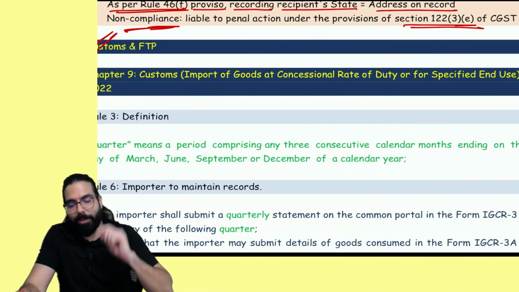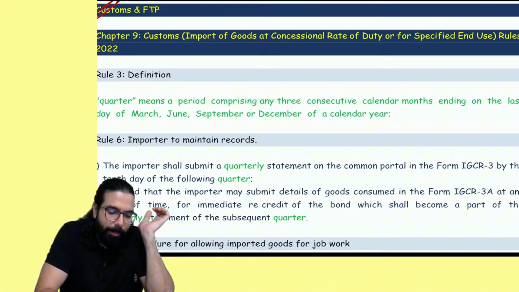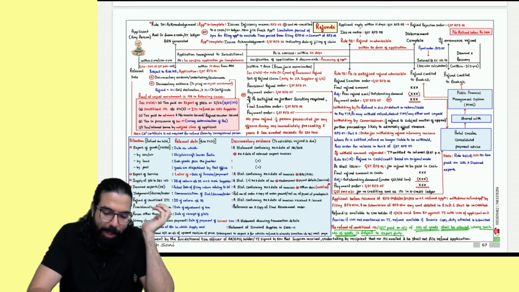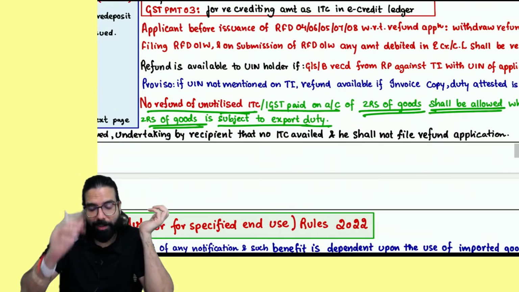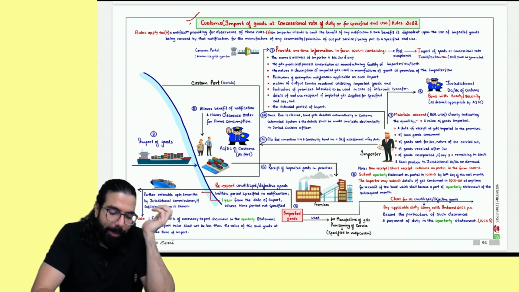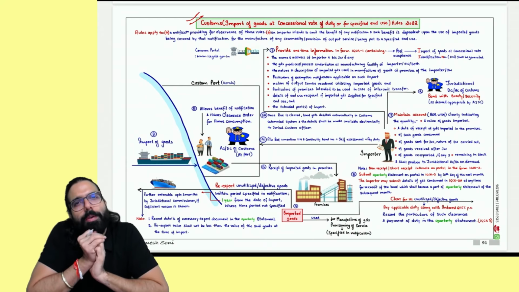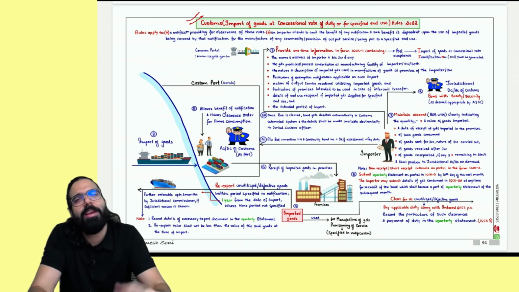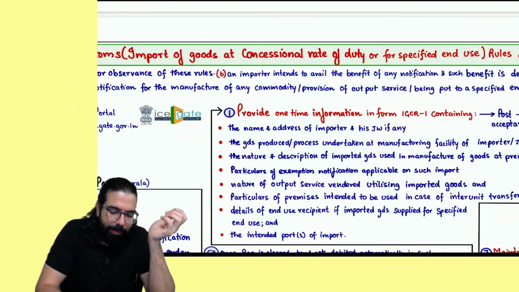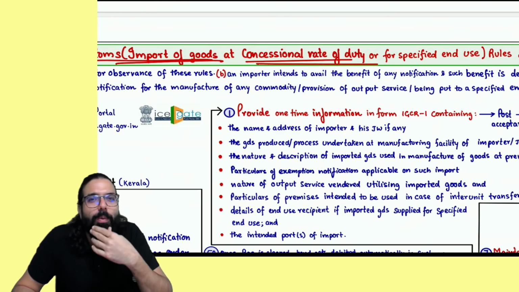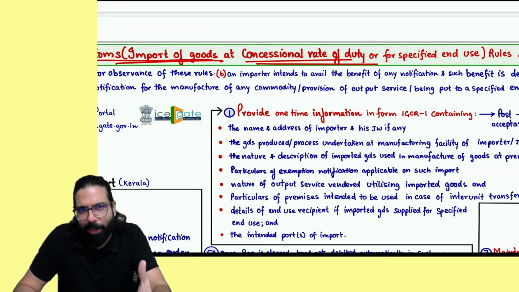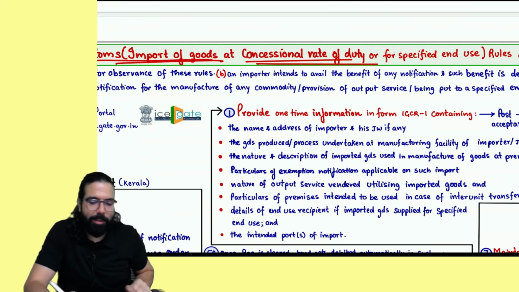The next one over here is customs and FTP. In customs and FTP, I hope you guys remember the IGCR rules were there. This refund chapter I already explained to you, which was with section 16. In the IGCR rules, they have gone ahead and told that a monthly return was there, IGCR 3. Everywhere IGCR 3 monthly is now told that all these people who are importing goods at a concessional rate of duty are required to file one return, which was IGCR 3 monthly. Now this IGCR 3 monthly return has been made quarterly. That's all they have gone ahead and told.